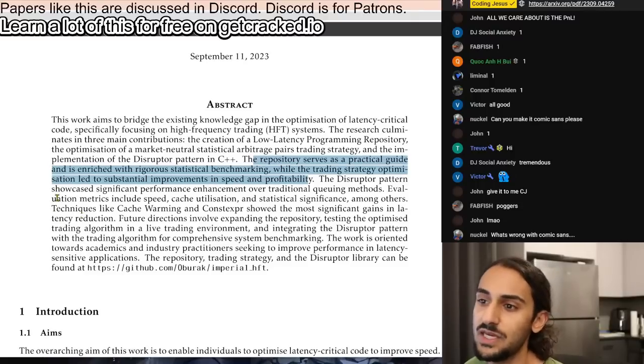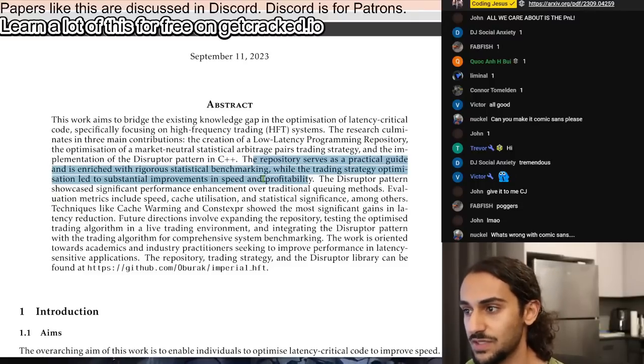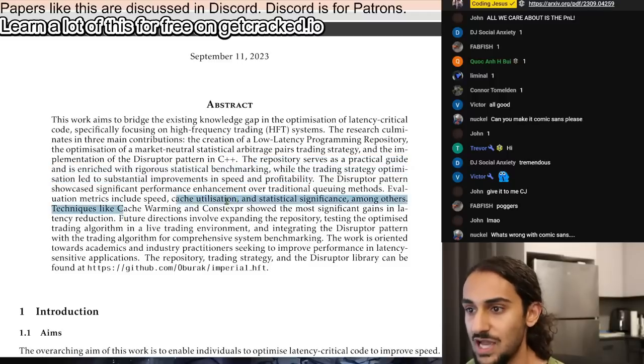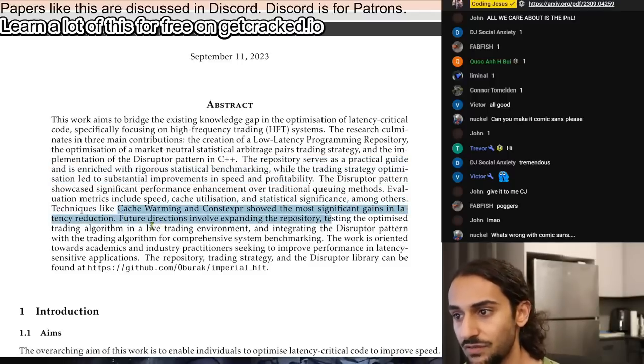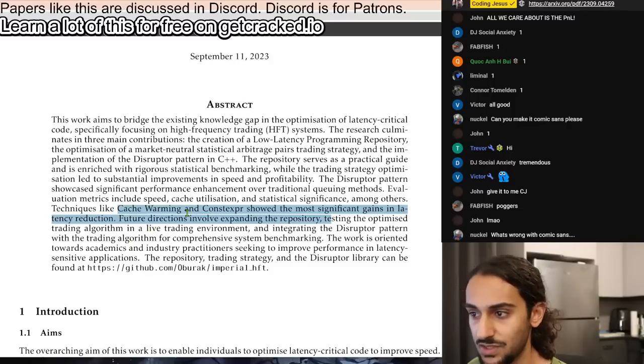The disruptor pattern showcased significant performance enhancements over traditional queuing methods. Evaluation metrics include speed, cache utilization, and statistical significance, amongst others. Techniques like cache warming and constexpr showed the most significant gains in latency reduction. Future directions involve expanding the repository, testing optimizations, etc.